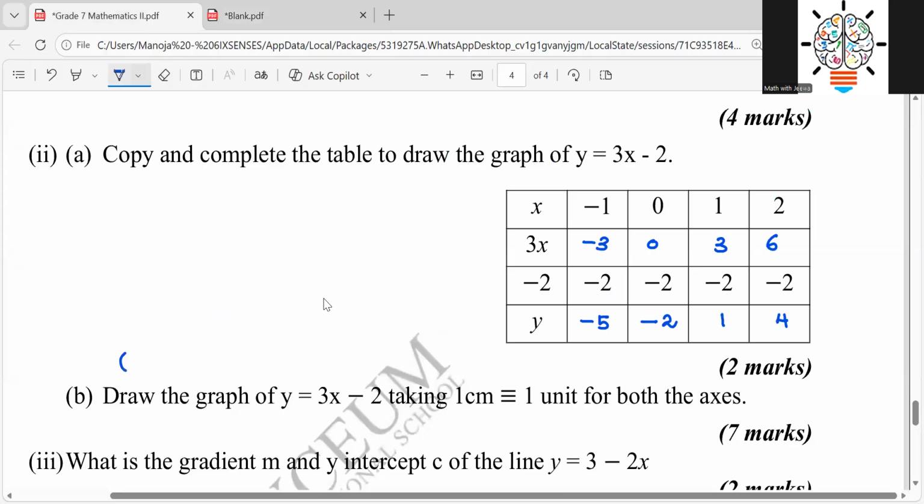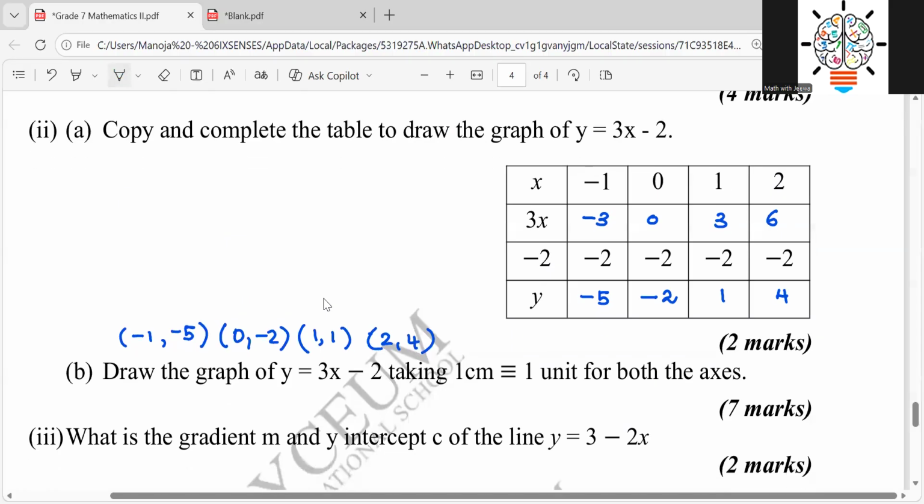And after that, you want to write -1, comma, -5. These are the coordinates. And 0, comma, -2. And 1, comma, 1. And 2, comma, 4. So you want to always list down the coordinates. Okay. So then here 5, 0, -2, 3 times 1, 3, 1, 3 times 2, 6. Correct. Right? So then they have to draw the graph.